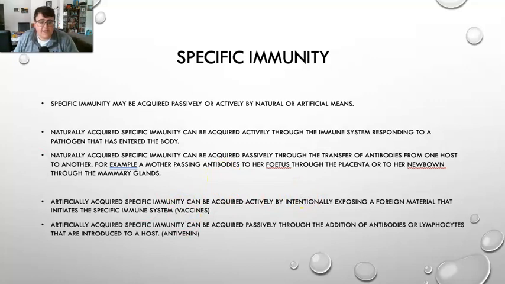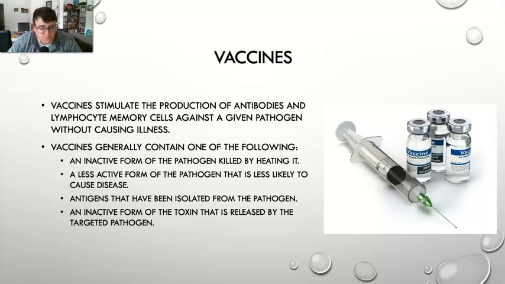One of those things that we talked about before, going back over here, artificially acquired specific immunity acquired actively is vaccines. Vaccines stimulate the production of antibodies and lymphocyte memory cells against a given pathogen without causing illness. Now that's generally because they contain one of the following things: either an inactive form of the pathogen that's killed through heat, a less active form of the pathogen that's less likely to cause disease, antigens that have been isolated from their pathogen, or an inactive form of the toxin that is released by the targeted pathogen.